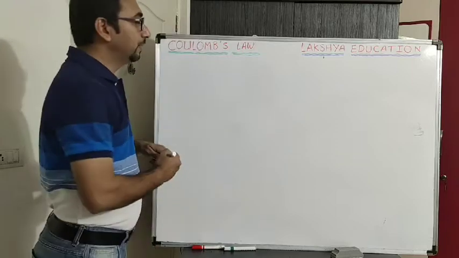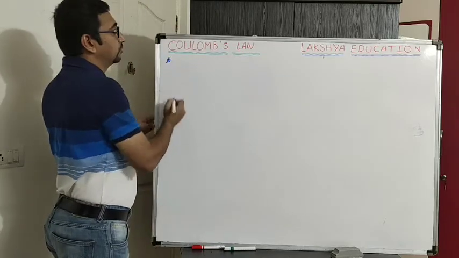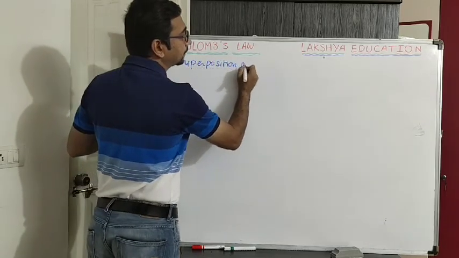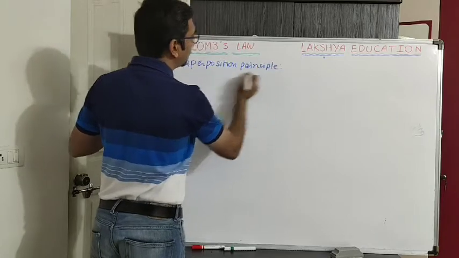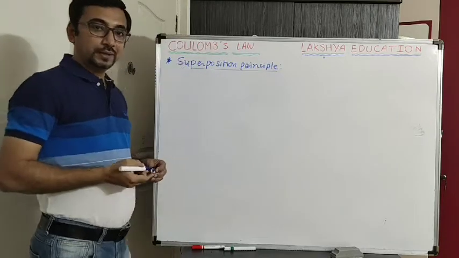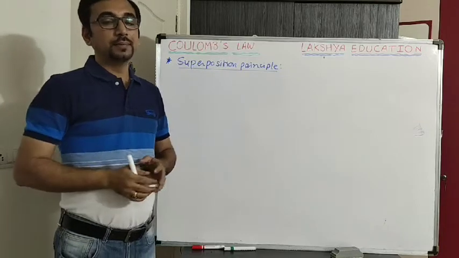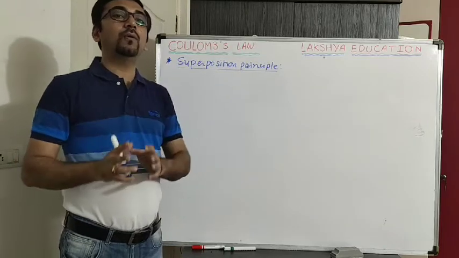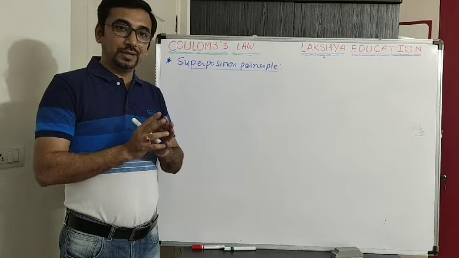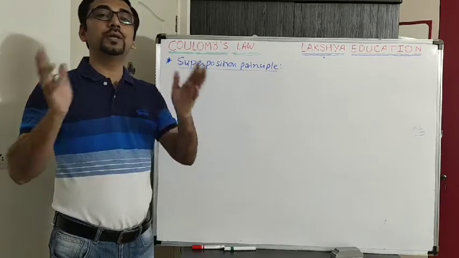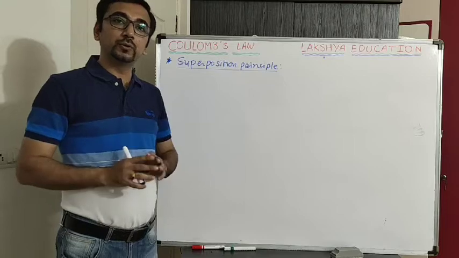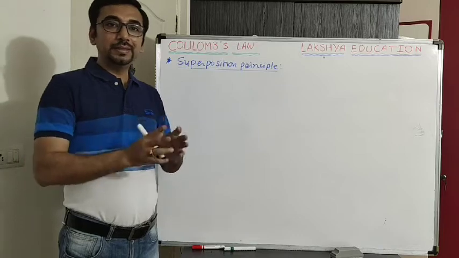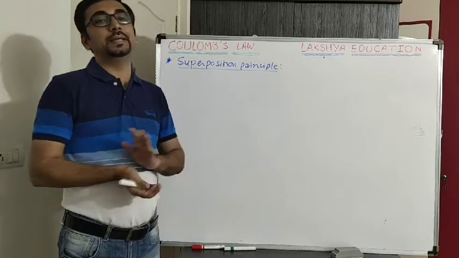For simplicity we'll take three charges here. So first, what is the superposition principle? When we are given a system of charges, a minimum of 3 charges should be there, then the force acting on one of the charges due to all the remaining charges is equal to the vector sum of the force exerted by each and every charge on it.